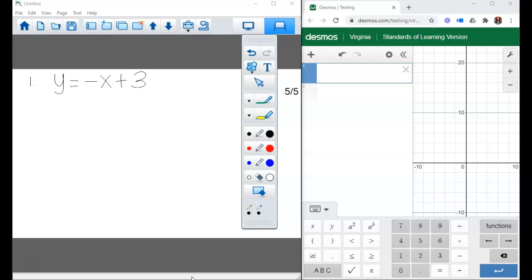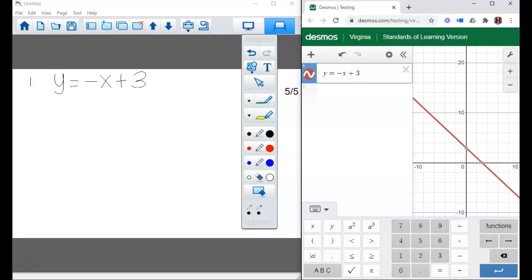All right, so to graph this, we're going to come to our Desmos calculator, and we're going to click in this first bar right here so that we have a cursor. Now what we're going to do is type that equation into the calculator exactly the way we see it on the board. So I'm going to do y equals, and then a negative x plus 3.